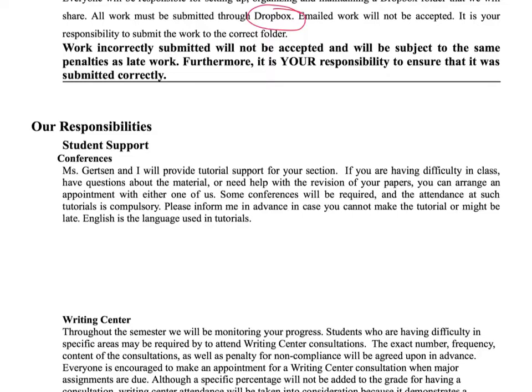Obviously, Olga and I have our own responsibilities, and one of those is tutorial support outside of class. Please avail yourself of this. I'm not setting up regular office hours, but I'm around, and you can also make an appointment. Come to me first, but if I'm not around or if I'm busy, then you can also go to Olga.